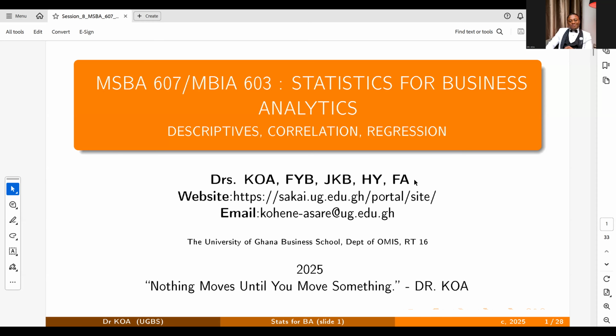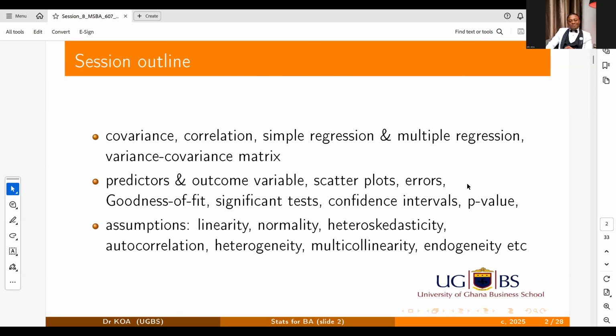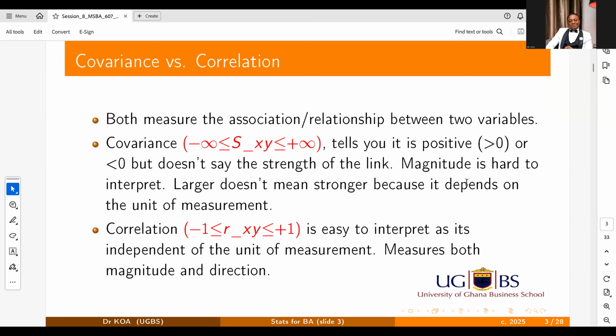We want to look at descriptive statistics, correlation, and the basics of regression as a starting point for the bigger ones to look at. We want to start with correlation, but before we start with correlation, we'll remind ourselves with covariance because we'll meet it along the line.